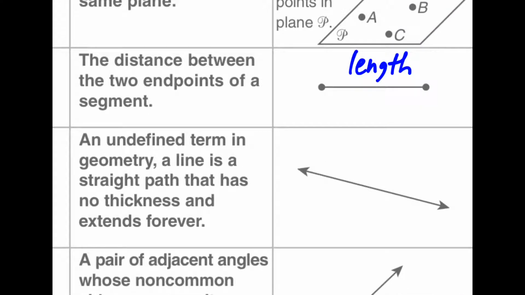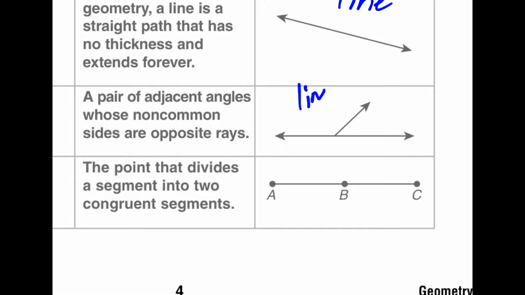The distance between the two endpoints of a segment is called the length. A line is an undefined term in geometry, a straight path that has no thickness and extends forever. A linear pair is a pair of adjacent angles whose non-common sides are opposite rays.